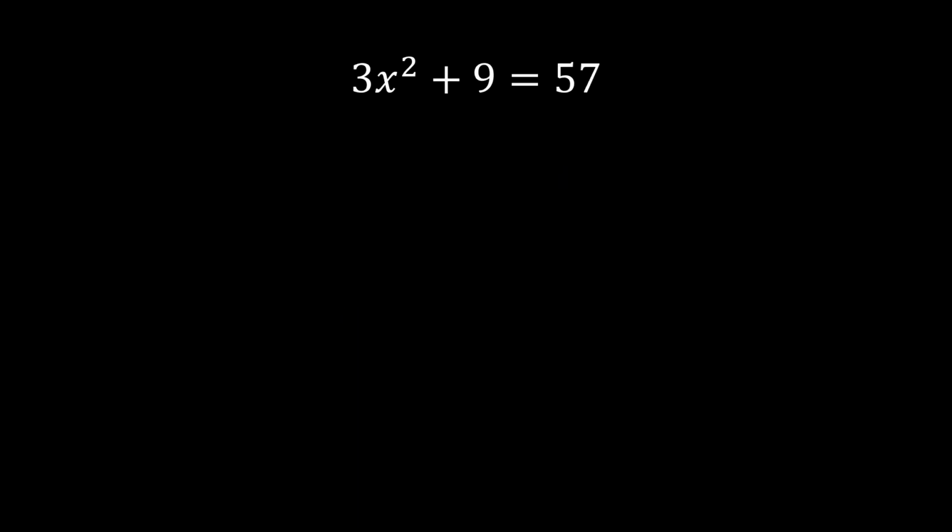Alright, so now we have 3x squared plus 9 equals 57. So again, we want to isolate our x squared term. So we do that by subtracting the 9 on both sides. Now we're left with 3x squared equals 48.